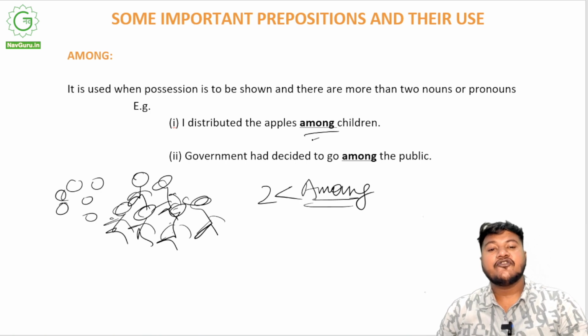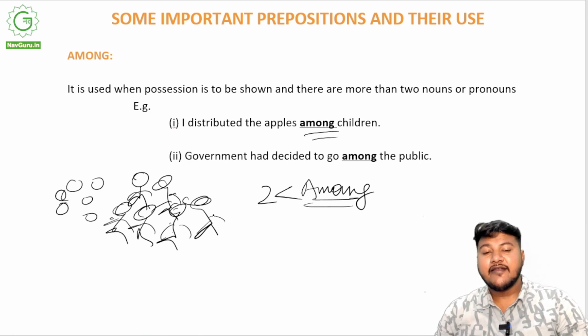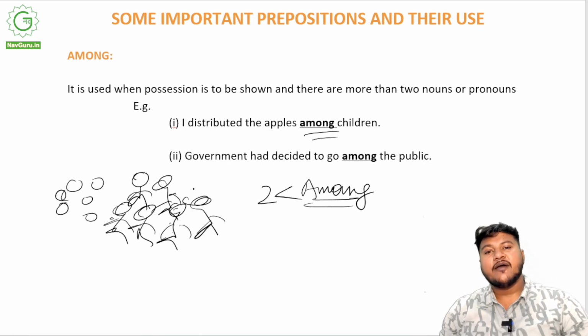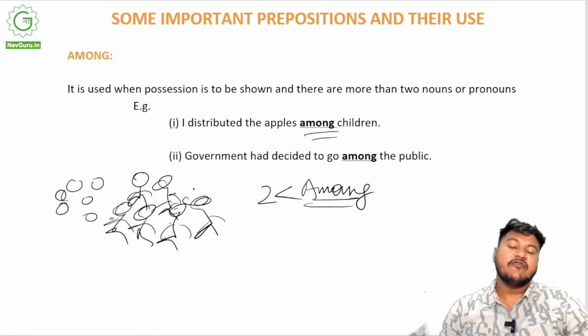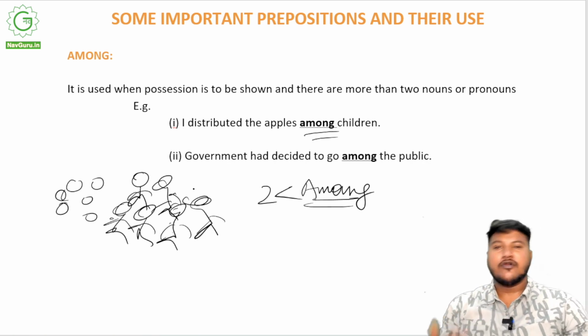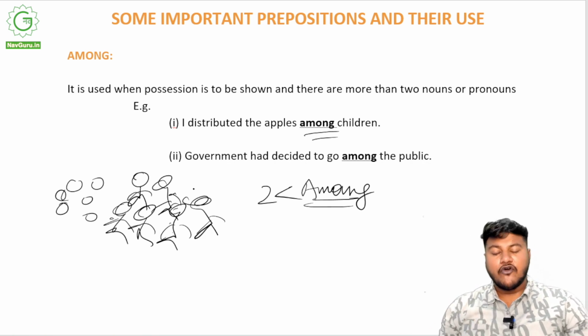Distributed the apple among children. Government had decided to go among the public. The public is a large figure, right? It's so many numbers. So you cannot go between them because between is only used when we are using two nouns or pronouns. Whenever there is more than that, we'll go for among, right?